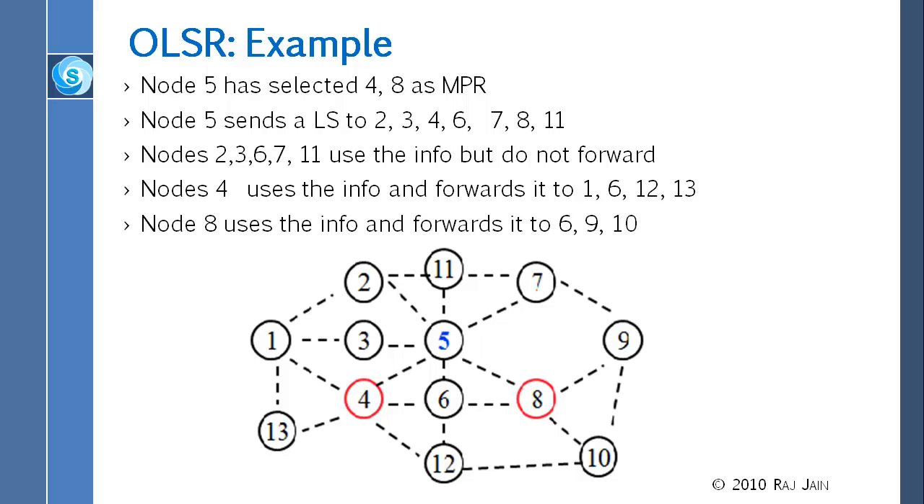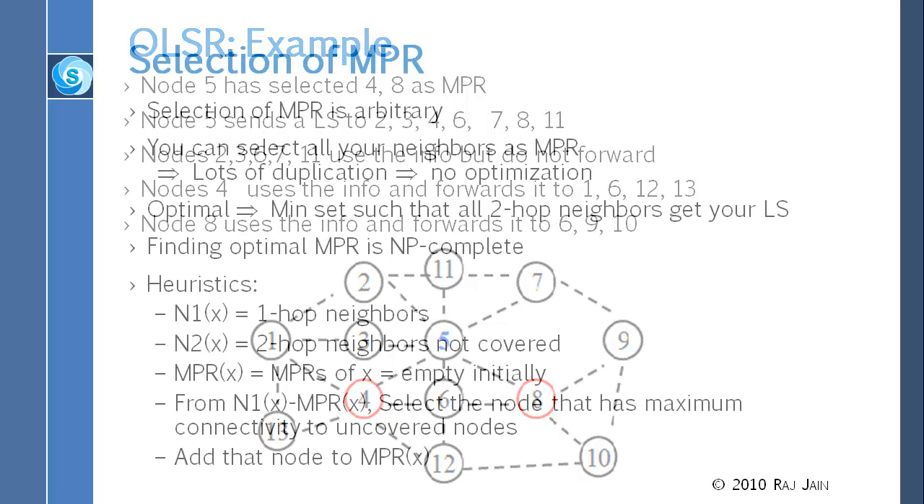because you make the list of N2 nodes, which are the 2 hop nodes, and you want to cover all of them. So first you find out which one can do most, and the 4 can do most, so you select 4 as the MPR, and then among the rest of the nodes, you select the one which has the highest connectivity again, and so on. So you just have to do that in the homework.